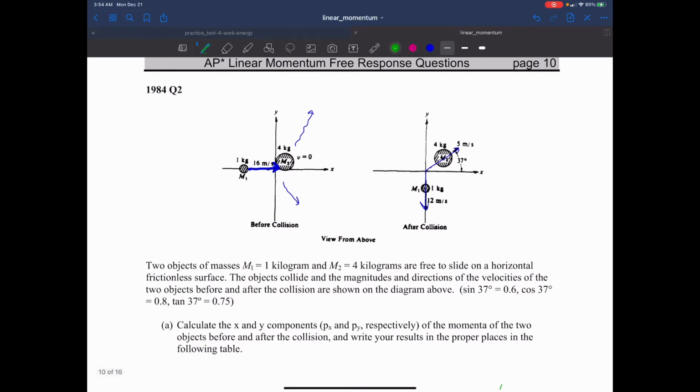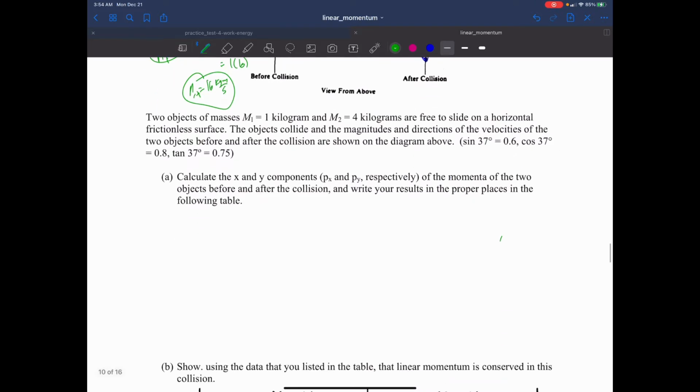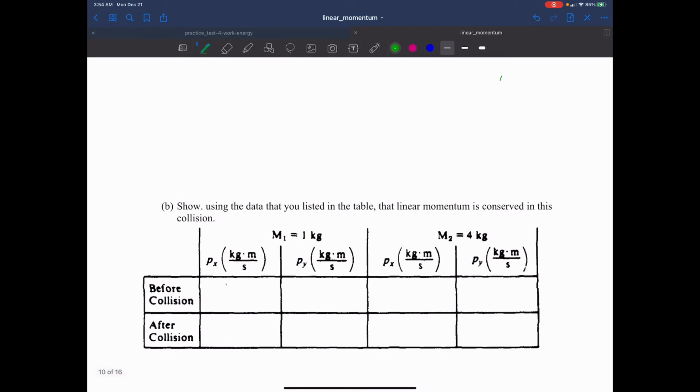I'm going to do this up here a bit. So this first one right here, that's the momentum in the x for the first object. It's going to be m vx. Now the m in this case is 1 and the v is 16. So it's going to have 16 kilogram meters per second of momentum in the x direction. The y momentum is easy. It has none because it's only moving in the x direction. So P1y is simply 0. I can fill those in right now: 16 kilogram meters per second, and 0 kilogram meters per second.